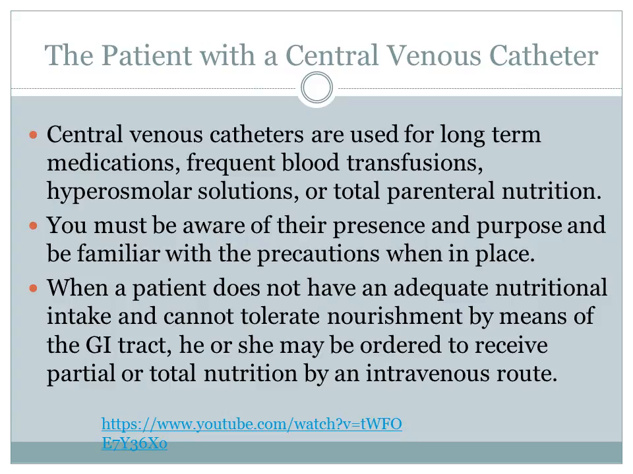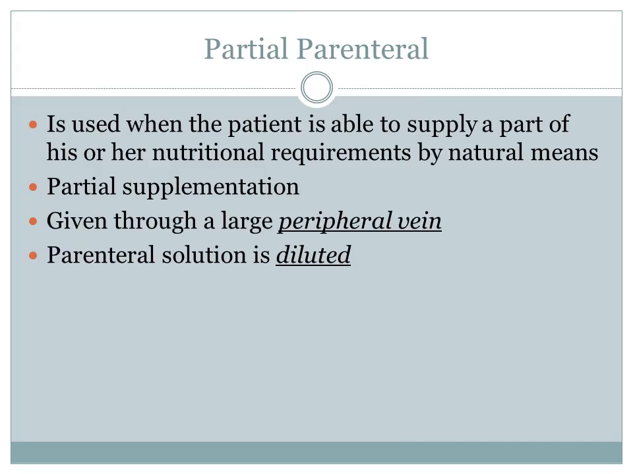When a patient does not have an adequate nutritional intake and cannot tolerate nourishment by means of the GI tract, he or she may be ordered to receive partial or total nutrition by an intravenous route. Partial parenteral nutrition is used when the patient is able to supply a part of his or her nutritional requirements by natural means. Partial supplementation is given through a large peripheral vein.